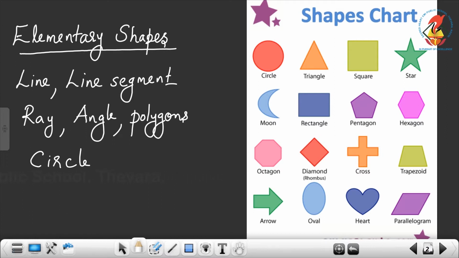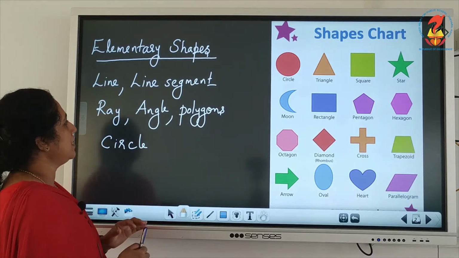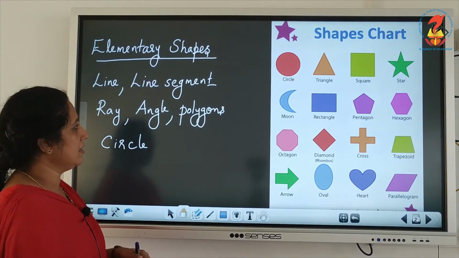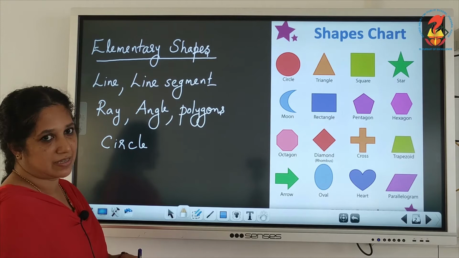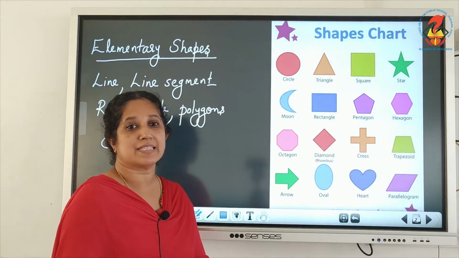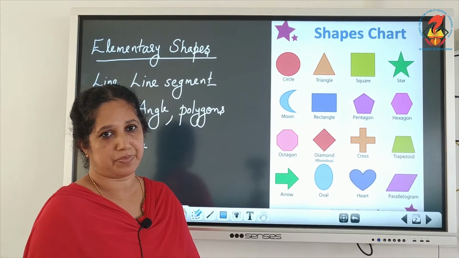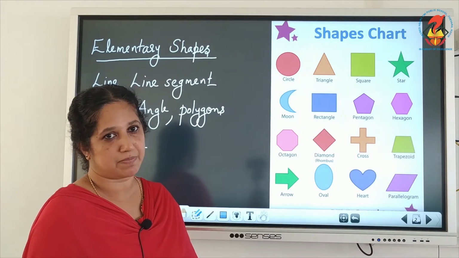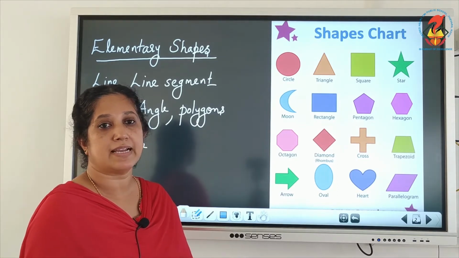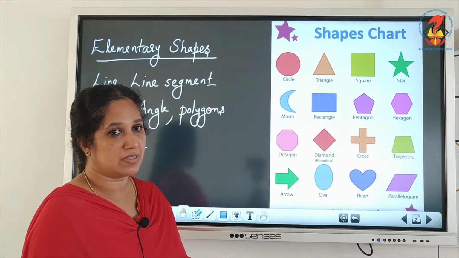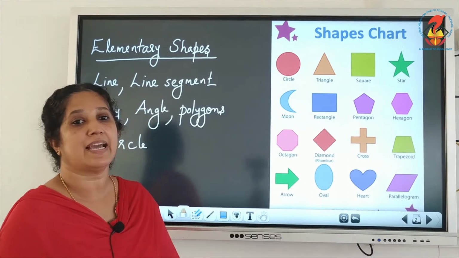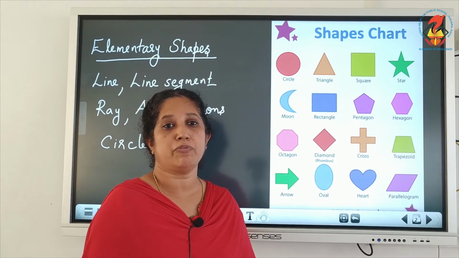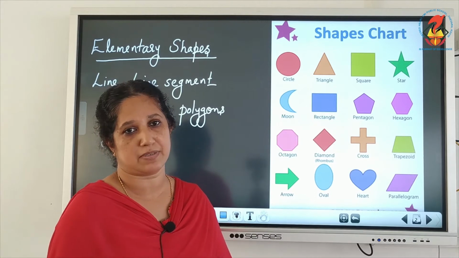And this line segment, ray, angle, polygons, circle, we can call them as the elementary shapes. Why are we calling them elementary shapes? Because with the help of these elementary shapes, we can form many other shapes.